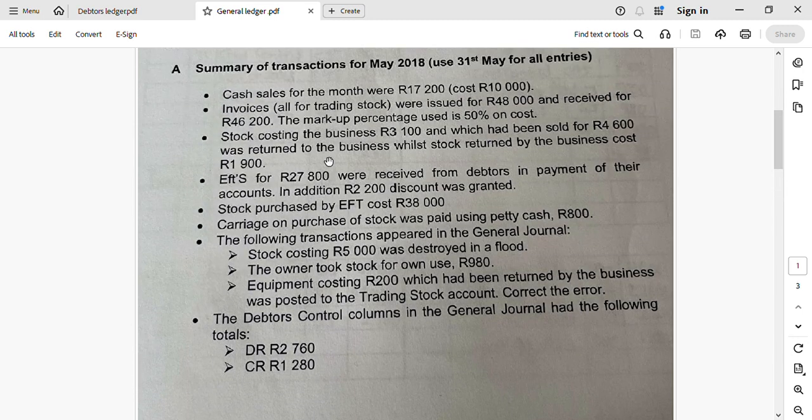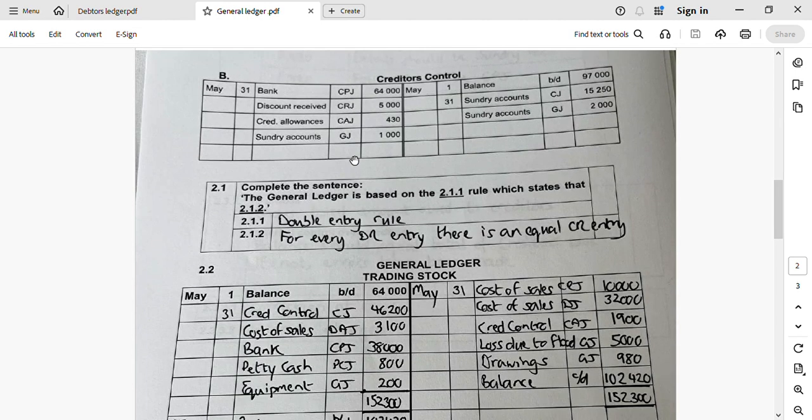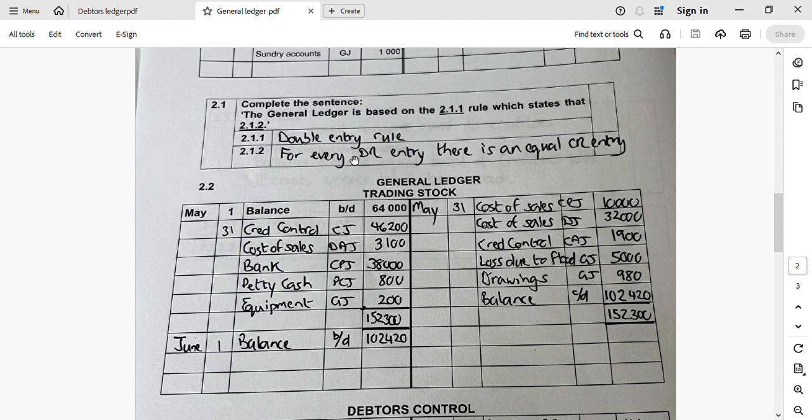Okay, the next one, stock costing the business 3,100 Rand, which had been sold for 4,600 Rand, was returned, while stock was returned by the business. Let's start off with the stock that was returned by your debtor. First things first, if the stock is returned by the debtor to the business, trading stock is going to increase by the cost of sales figure.